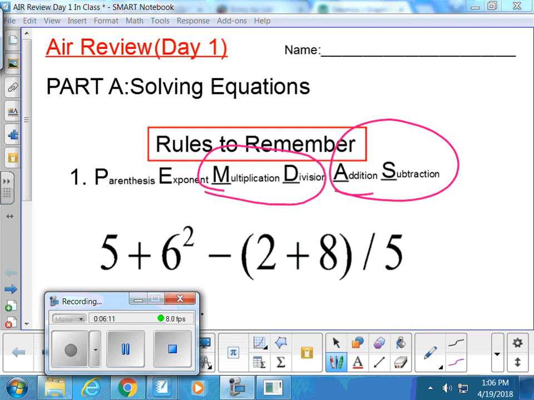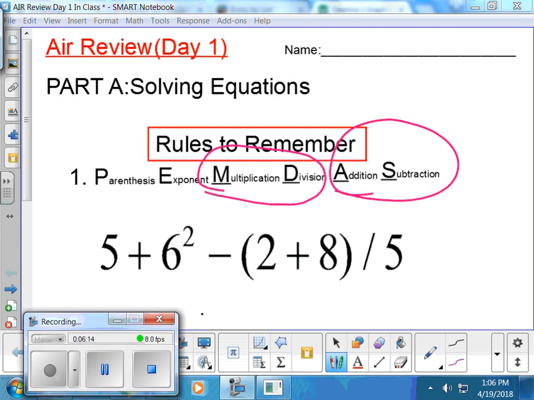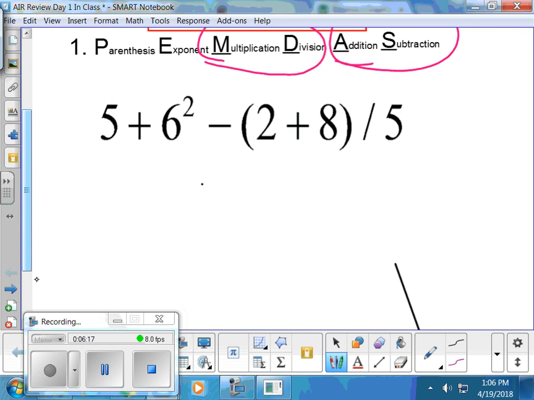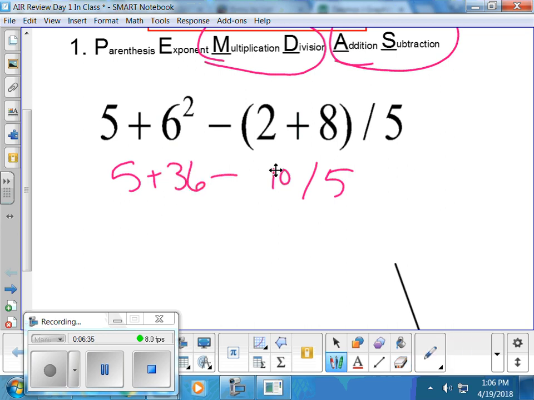All right. Did you start with the parentheses? The 2 plus 8. So 2 plus 8 is 10. What did you guys do next? Exponents, perfect. 6 squared is 36. So I'll just put a 36 right here. What did you guys do next? Yep, division would come next. 10 divided by 5 is 2. And then we can add and subtract from left to right at the same exact time. So 5 plus 36 is 41, minus 2 is 39. Sound about right? All right, easy enough.